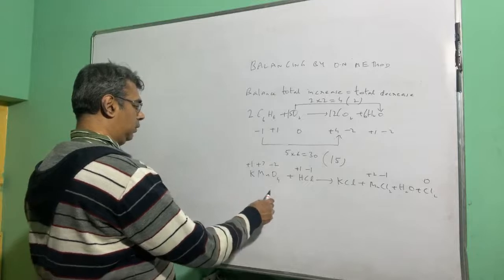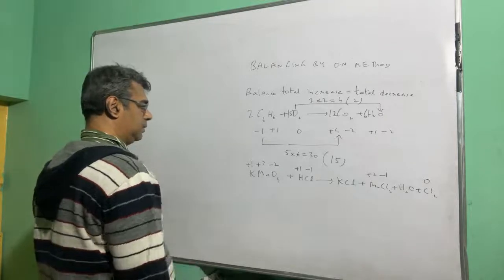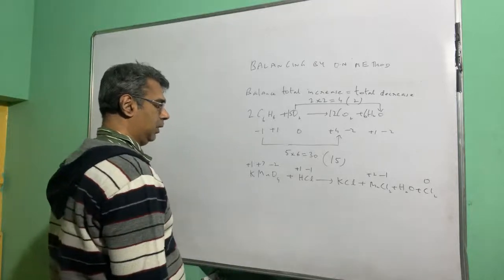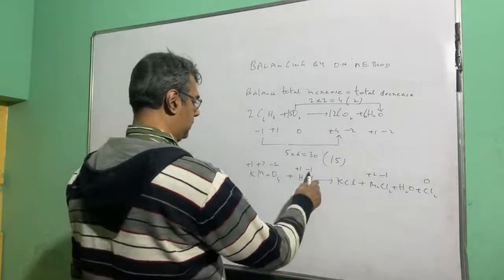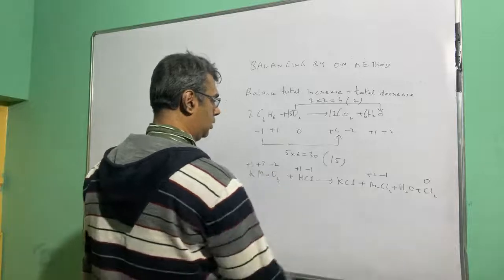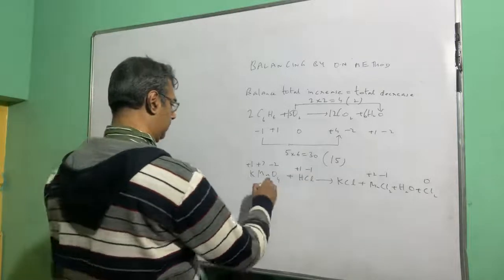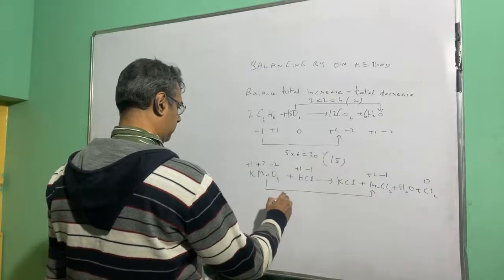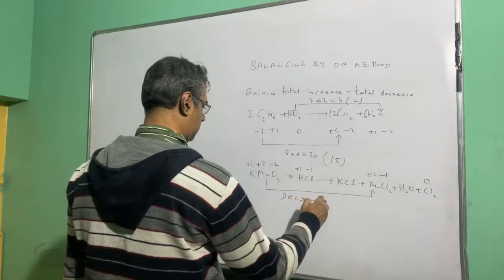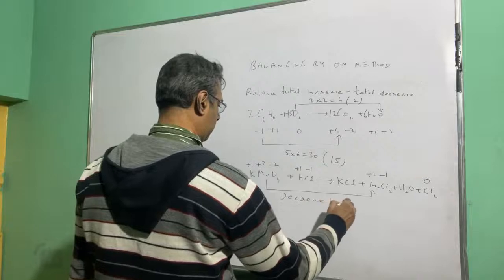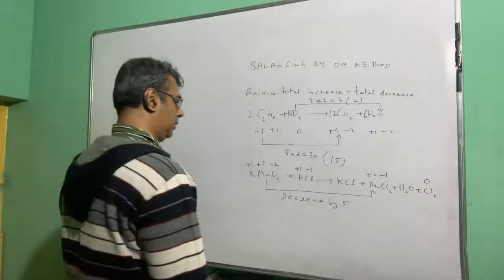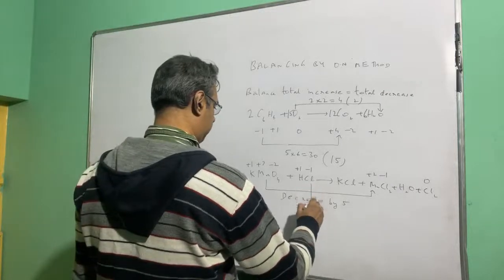I'll just explain that. In KMnO4, the manganese is plus 7. In MnCl2, the manganese is plus 2. And in HCl, chlorine is minus 1. In Cl2, chlorine is 0. So what is happening is that the manganese is decreasing by 5. It is going down from 7 to 2, so it's decreasing by 5.